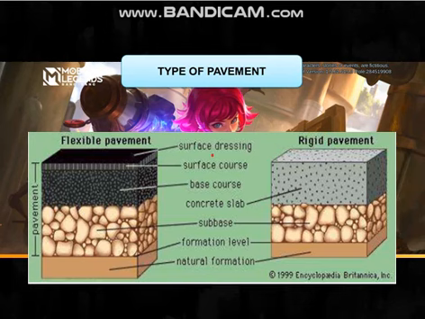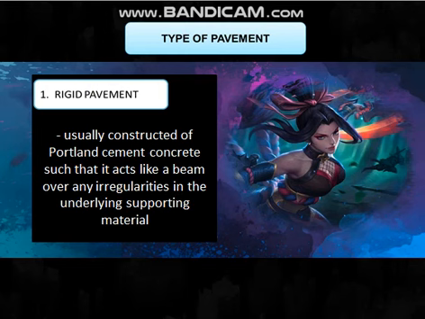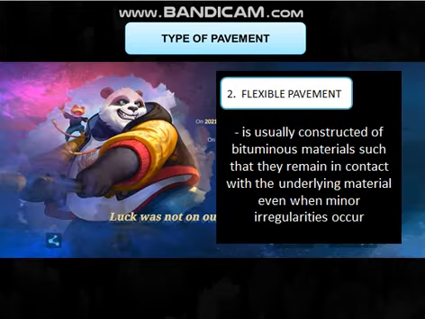Types of pavement, we have two types. The first one is the rigid pavement. The second one is the flexible pavement. Rigid pavement is usually constructed of Portland cement concrete such that it acts like a beam over any irregularities in the underlying supporting materials, while flexible pavement is usually constructed of bituminous materials such that they remain in contact with the underlying materials even when minor irregularities occur.